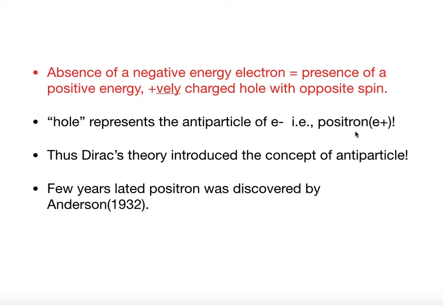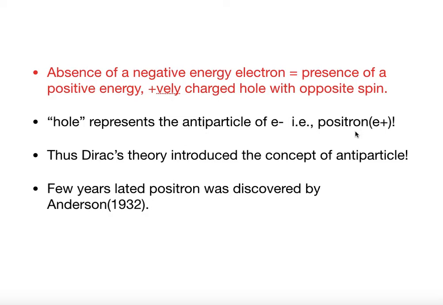So to give stability to this positive energy particle, Dirac had to introduce the concept of antiparticle. So that is the success of his theory. Negative energy was the drawback of the Klein-Gordon equation, and it was also initially the drawback of the Dirac equation, but Dirac converted that drawback into his success.